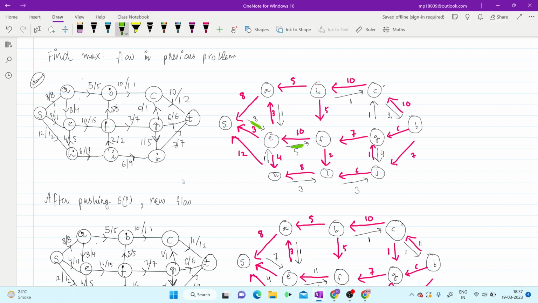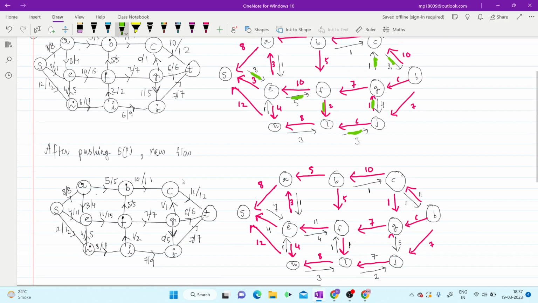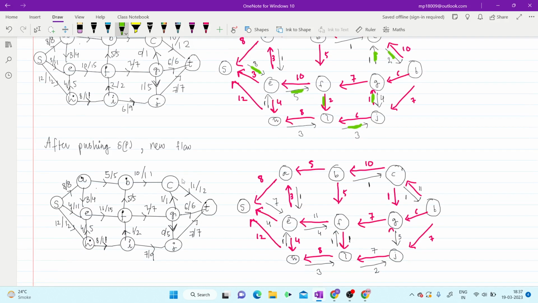The augmenting path was this S E F I, the one that we were talking about. After finding the augmenting path, we push the path capacity, and after pushing the path capacity, this was the new flow. So we see that these values were getting changed. These were the new values which changed.